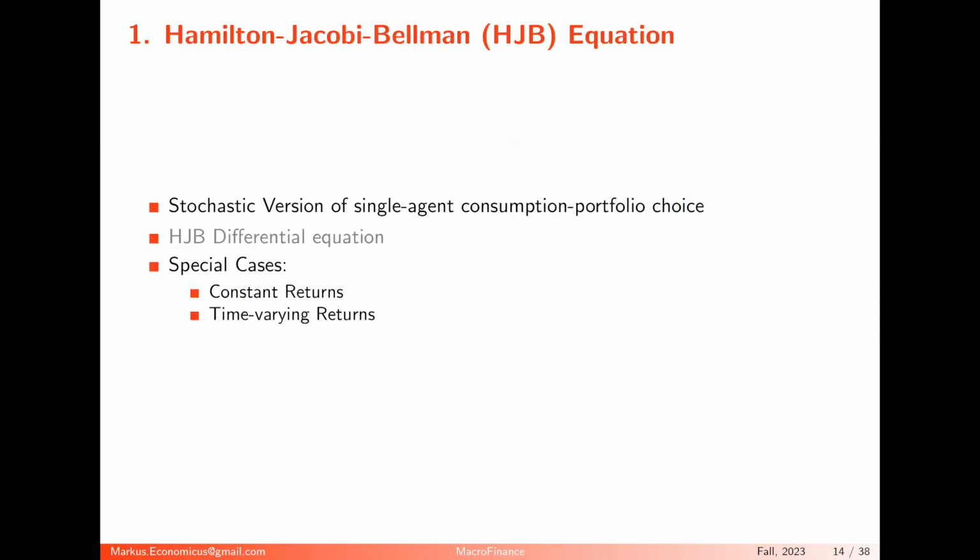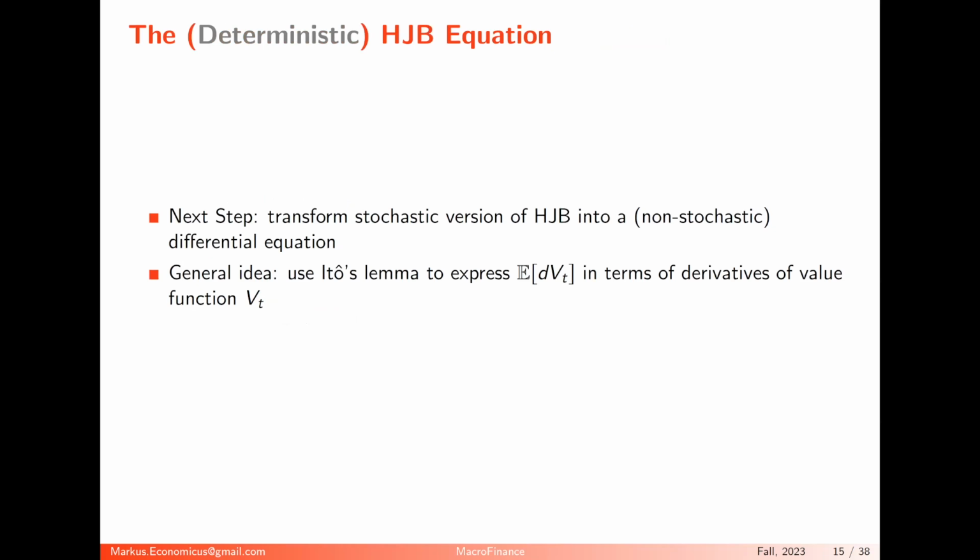Okay, so let's do this deterministic HJB equation. So next is to transform the stochastic version of the HJB into the non-stochastic one. The general idea is to use Ito's lemma to express this term. And that's where continuous time shows its benefits in terms of derivatives of the value function.